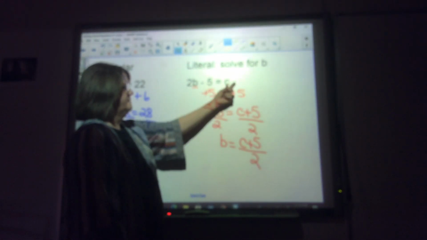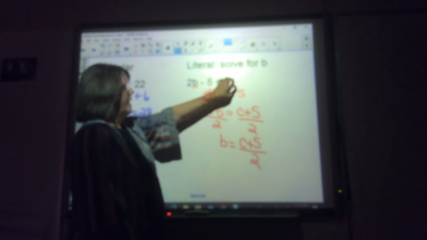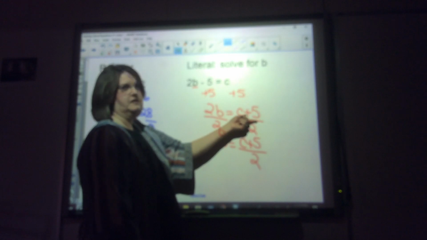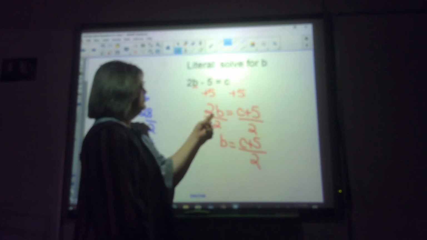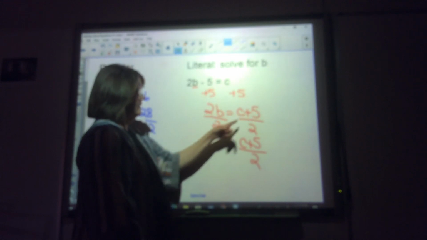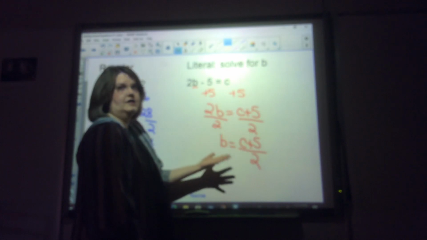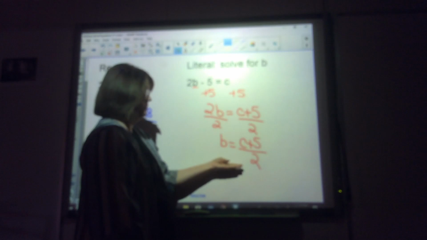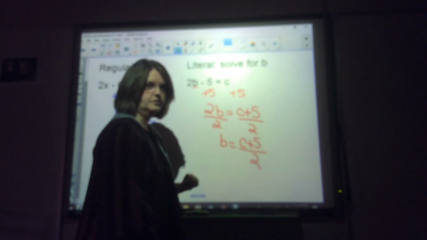I add 5, and instead of writing some number like I do here, 28, c plus 5 is just c plus 5. I have 2b, I divide by 2, I divide this by 2. I just can't do that math because I don't know what c is, so I just write it just like it turns out. c plus 5 over 2.